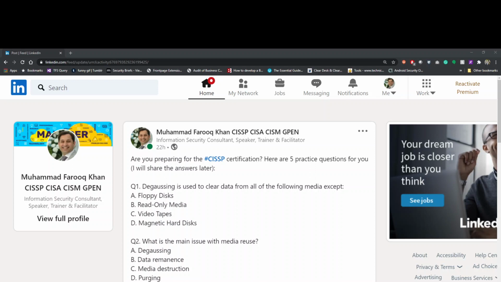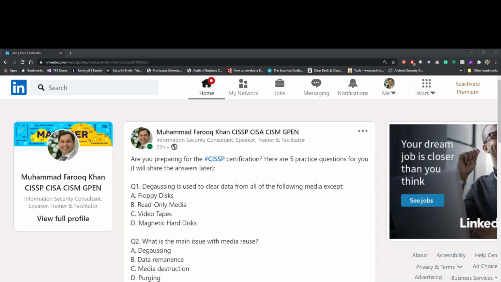What is the main issue with media reuse? So, in organizations, we see people come, people leave the company, new people join, and the laptop that's in one person's use today or the storage media that they have been using is going to be assigned to another person in the company. So there is this media reuse concept. Even though IT teams try to erase the data from those media before it's allowed to be reused, there is a security risk attached to it.